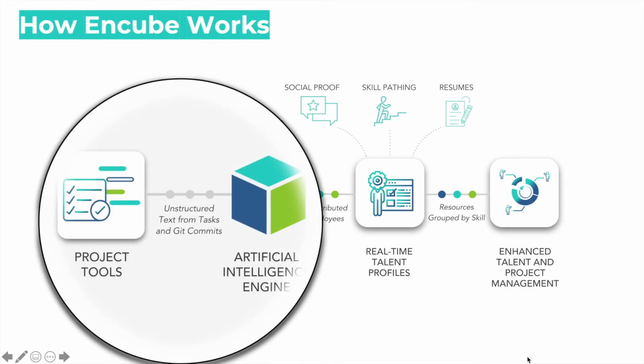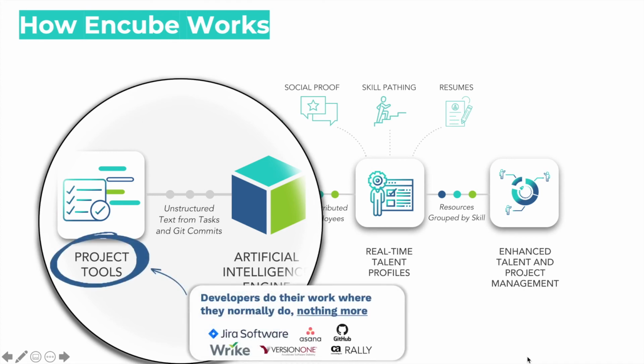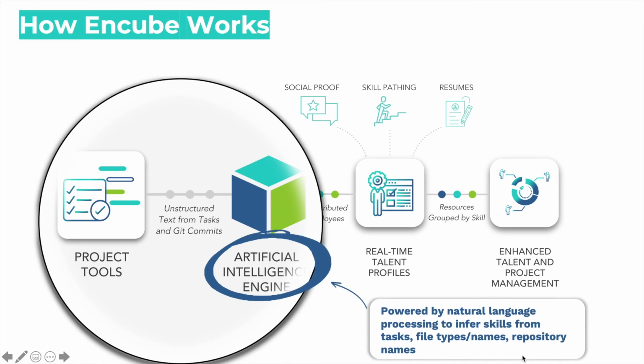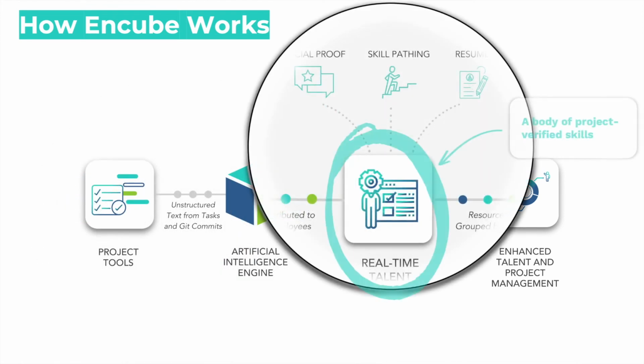It starts by connecting to the project tools that software developers use on a daily basis. Developers simply do their daily work in the regular tools that they normally use, like JIRA and GitHub, and nothing else. Then the tasks and Git check-ins from those systems come through our AI engine, which uses natural language processing to infer skills based on text from task descriptions, file names and file types, and repository names. Those skills are categorized and attributed to the employees who are either assigned a specific task or who committed something to a code repository. This brings us to real-time talent profiles and the skills ontology.